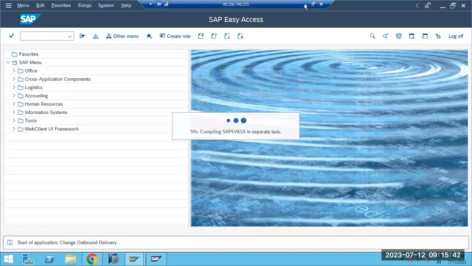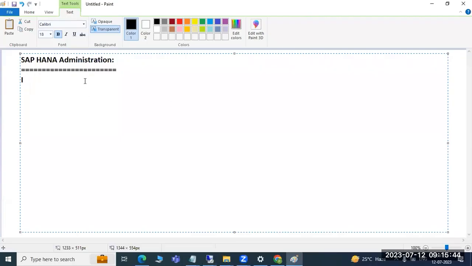We start recording. Today we are starting the HANA DB administration. We have completed the SAP part, and now we'll start with the introduction of HANA DB administration.